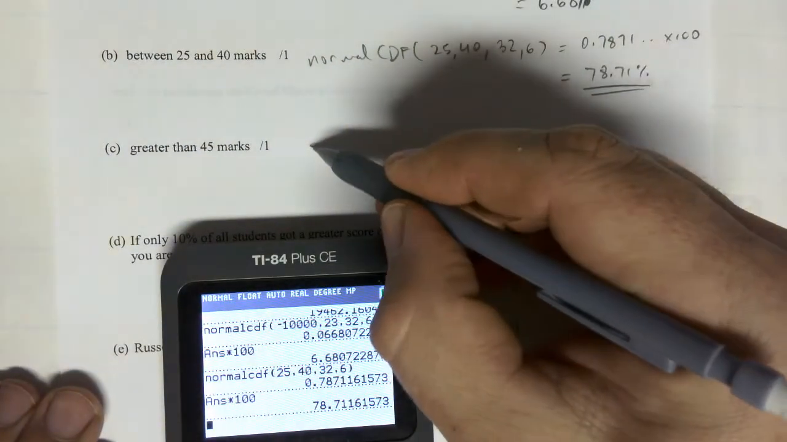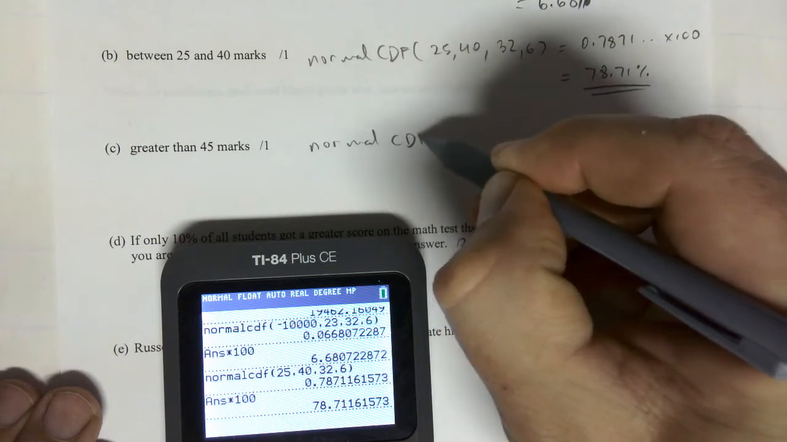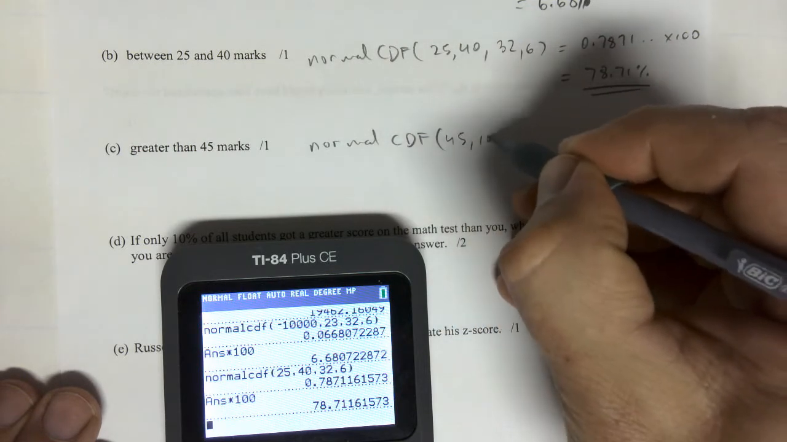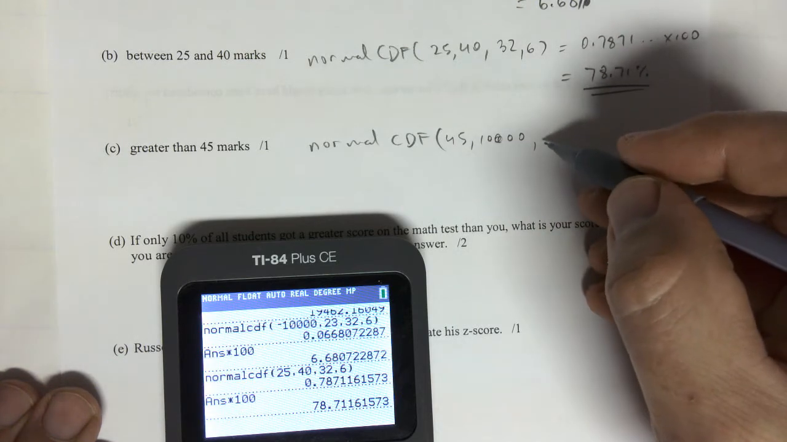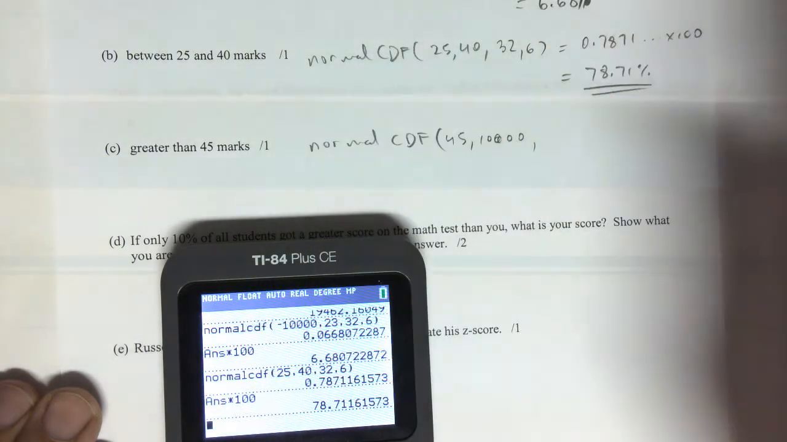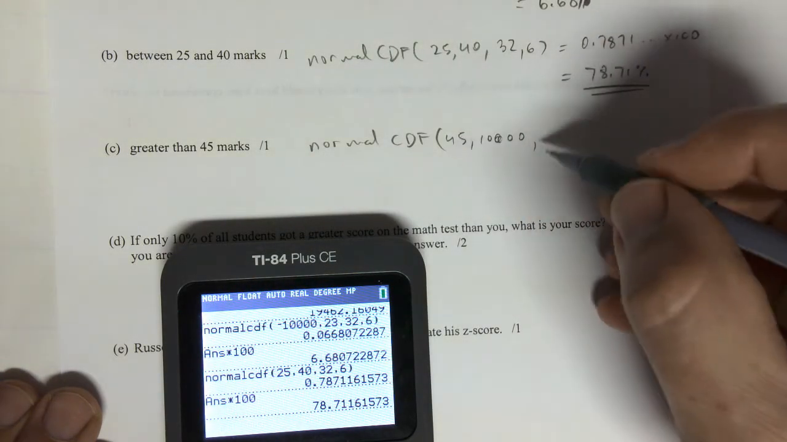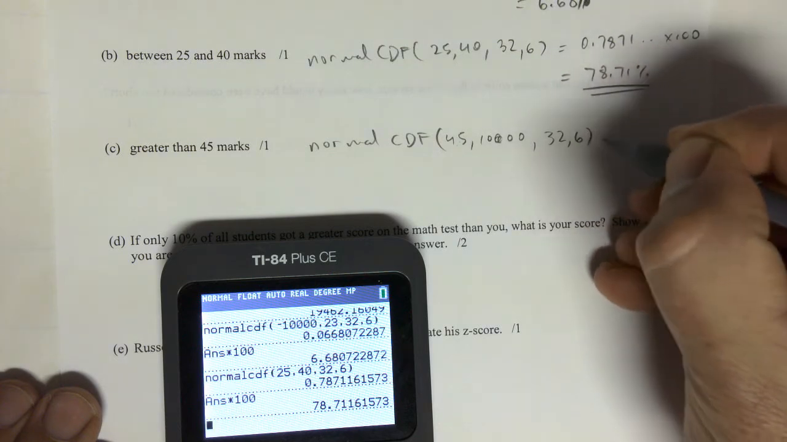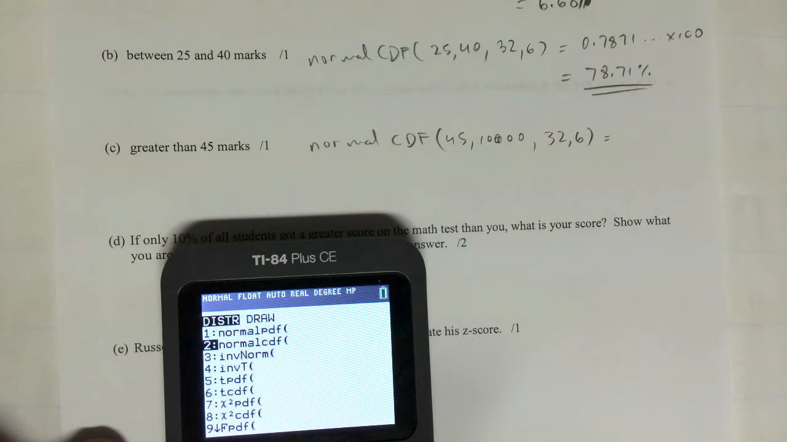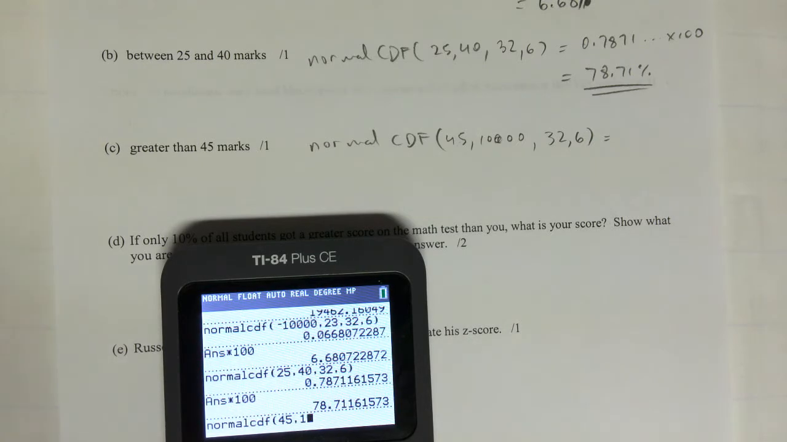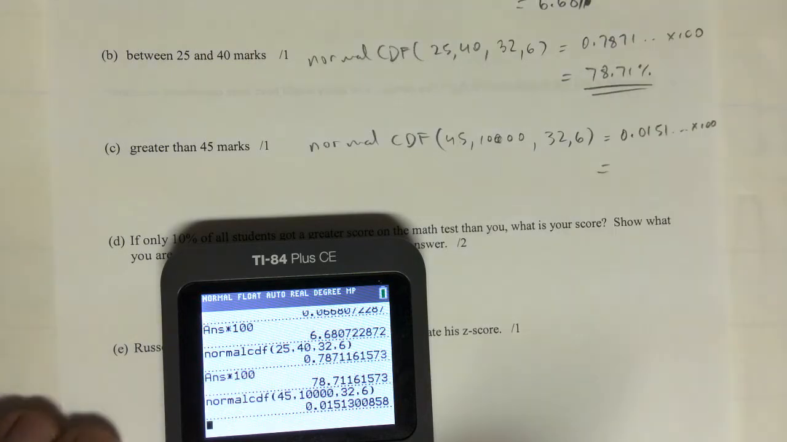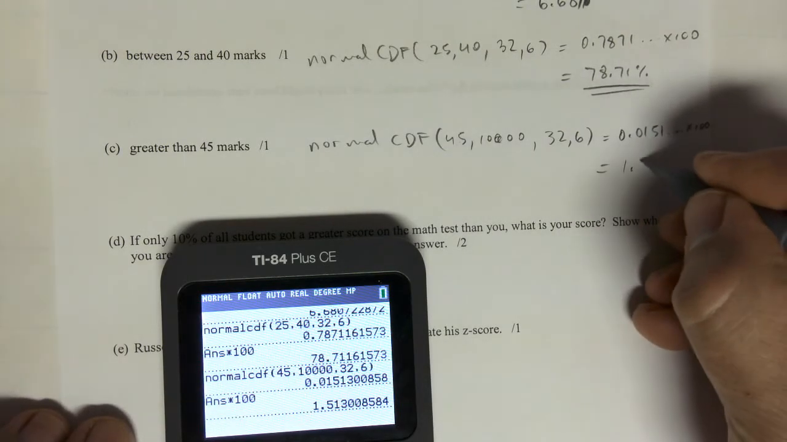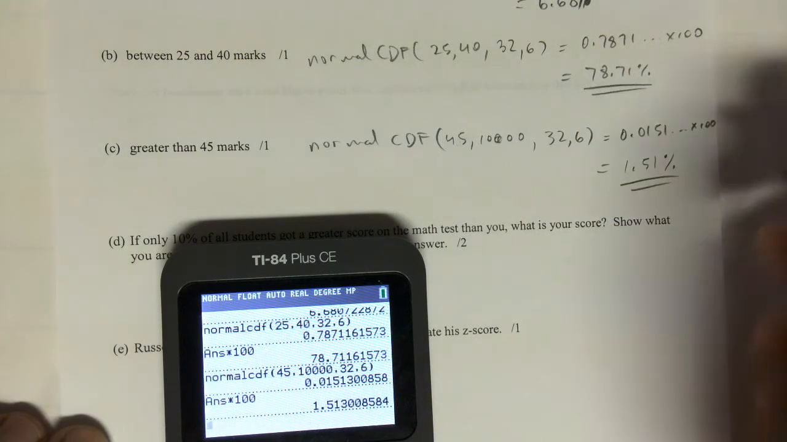Greater than 45, again, normal CDF. 45 is the lowest, 10,000 is the greatest, or that's for us the greatest, even though it's just a big number to represent far to the right, so you include everything to the right of 45, and still my average is this. So we're going to call normal CDF, 45, 10,000, 32, and 6, 0.0151, that keeps going, multiply that by 100, we get 1.51% scored more than 45.